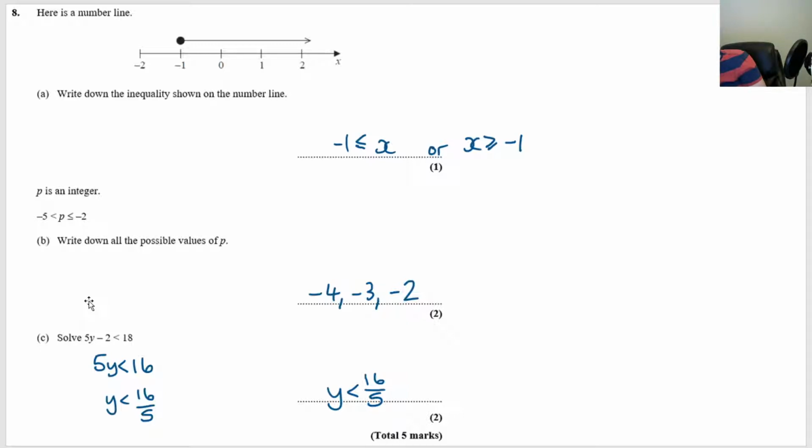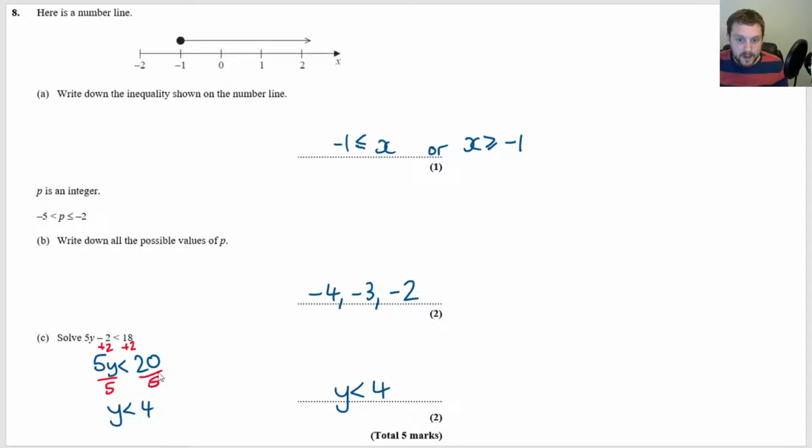Although, 5y take away 2, is it a mistake? What was my mistake? Well, I should have added 2. So this is what happens when you try to rush this. Right, my apologies. There you go. Y is less than 4, in fact, because I should have started by adding 2. So let me actually make sure I'm writing my working line. So +2, +2, and then divide by 5, and then divide by 5.